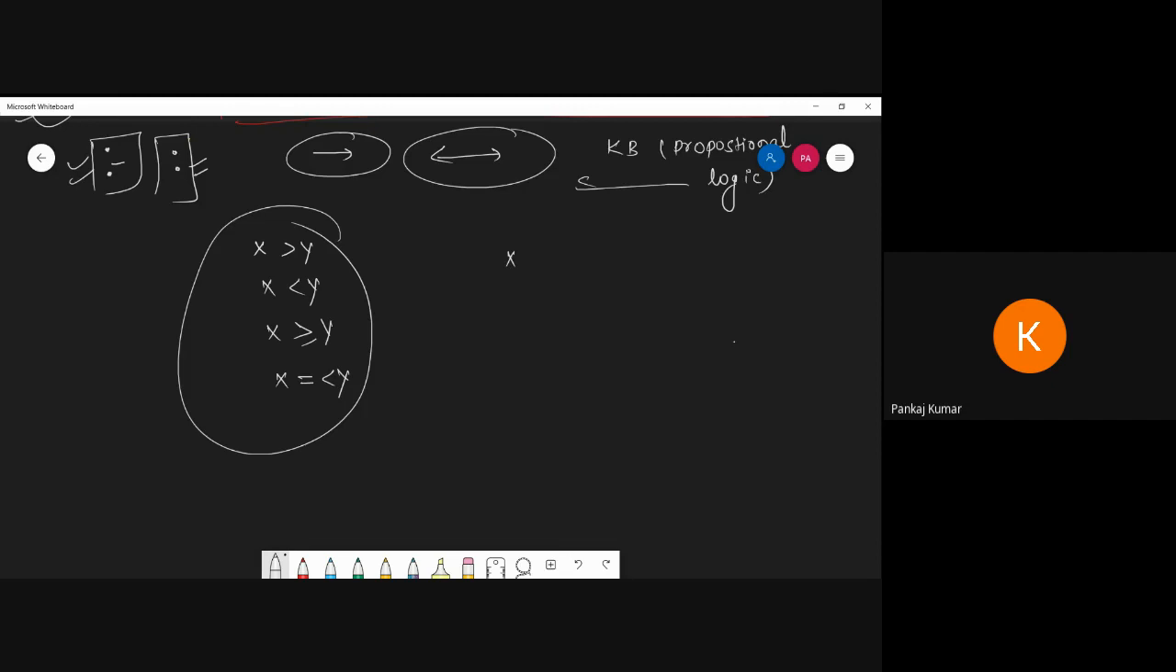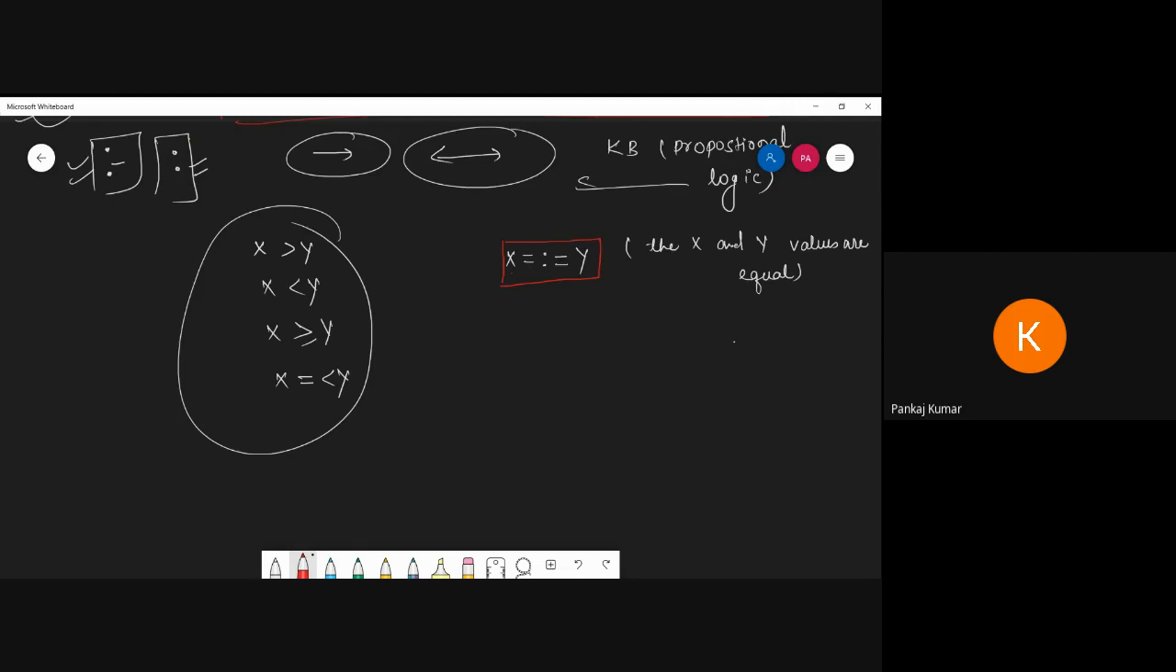But the point to remember is important. Suppose I am writing x =:= y. What is the meaning of that one? The x and y values are equal. That is the meaning. So in Prolog, we have to write x =:= y. That is very important.